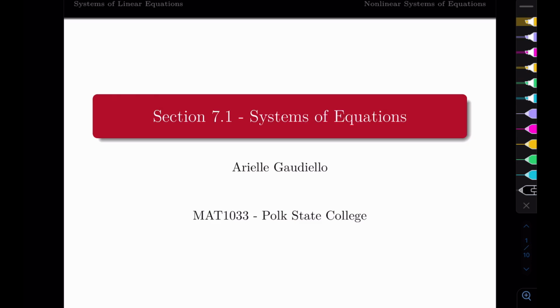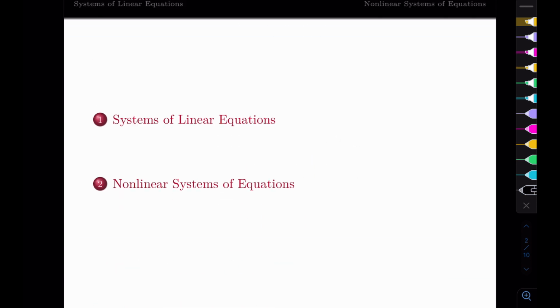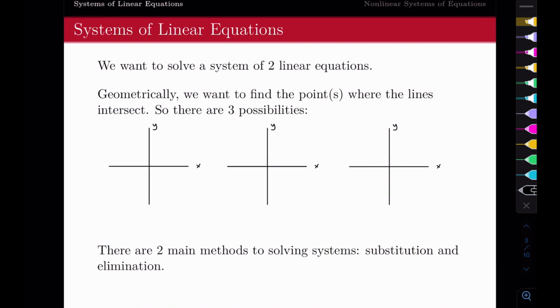In this section, we're going to talk about how do we solve systems of equations. So we're going to go through two types first. We're going to talk about linear systems, and then we're going to extend it a little bit further to do nonlinear systems of equations. So when we talk about a system of linear equations, it's basically two lines that we're working with, hence linear means lines.